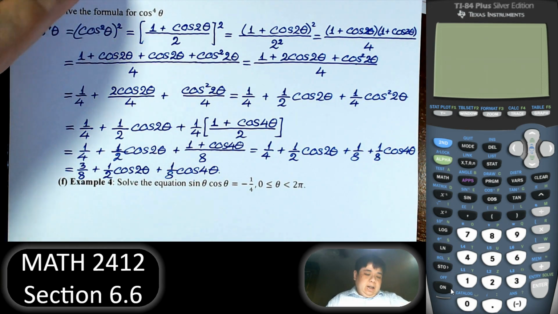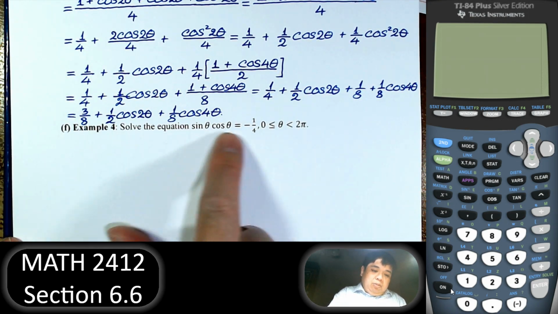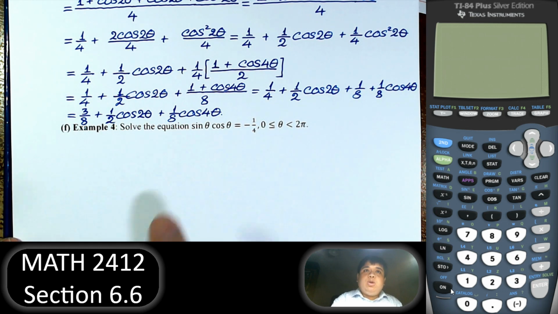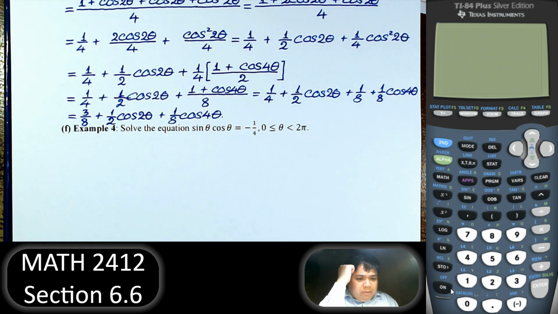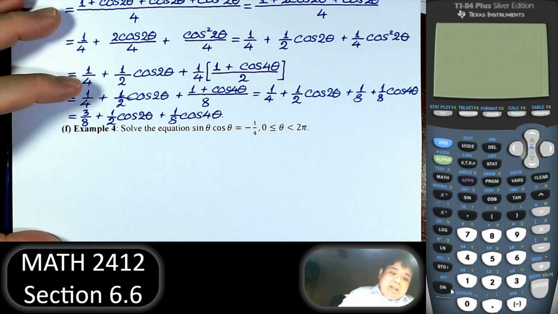That's what we have. Now, solve this equation. Sine theta times cosine theta equal to -1/4. Well, sine theta, cosine theta. Well, if we have 2 of them, that would be nice.